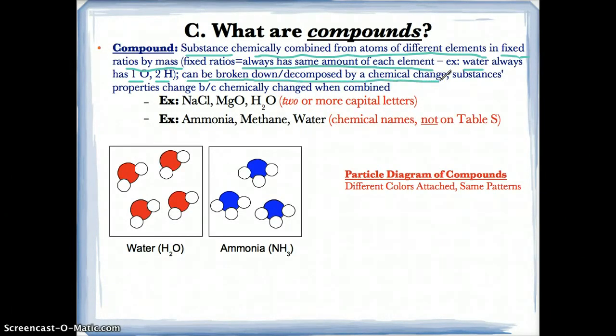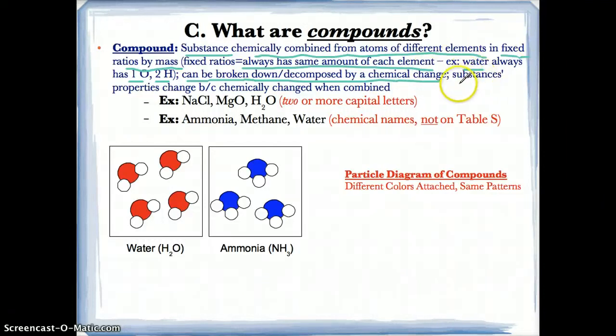And that's because since compounds form chemically by combining atoms of different elements, you can break down that compound into the elements that actually made it up. For example, if you have two atoms of H and one atom of O, you can break that down into two atoms of H, one atom of O. All right? So since compounds are made up of atoms of different elements, you can break them down or decompose them chemically into simpler things.